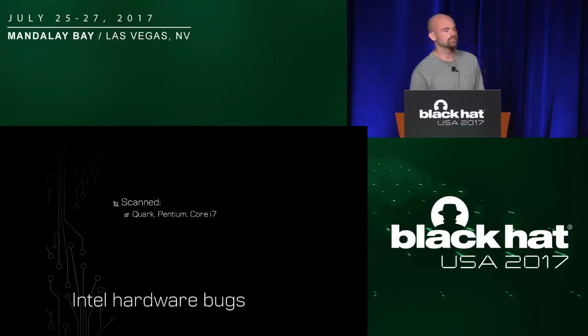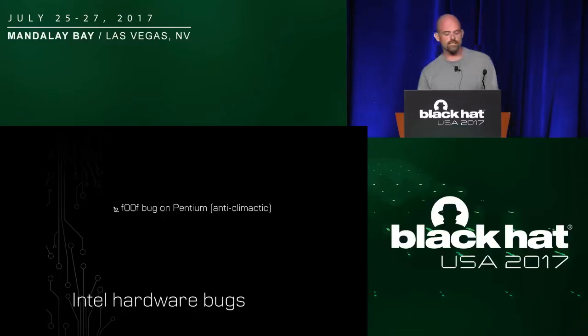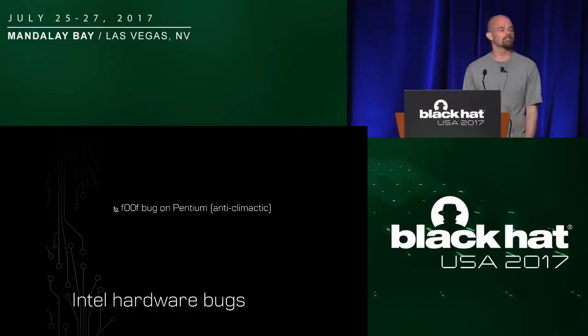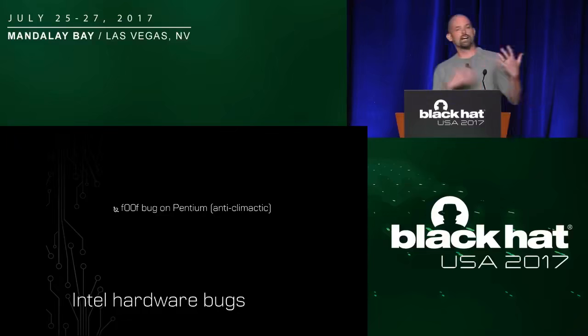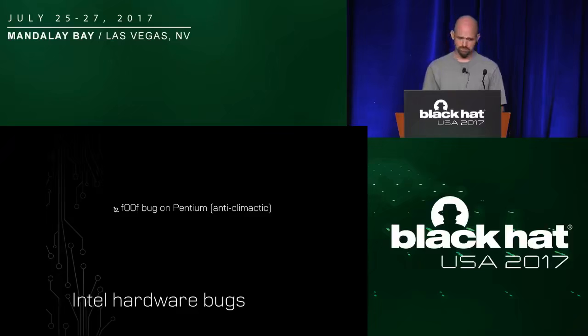So hardware bugs, even when they're small, are never a good thing. I started out scanning several Intel processors, and unfortunately, I didn't find anything terribly interesting here. I found the F00F bug on a Pentium processor. F00F was a lock cmpxchg instruction that would lock up a Pentium processor. This is a well-known bug from very old processors.